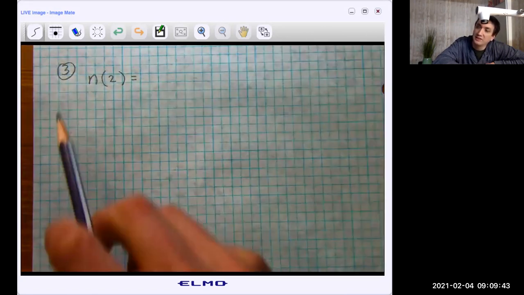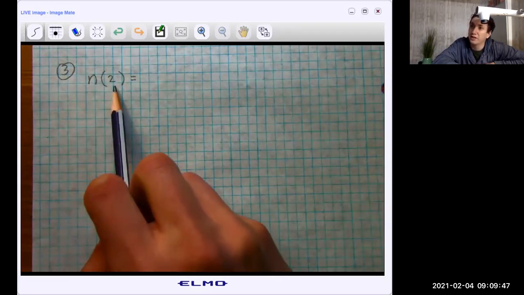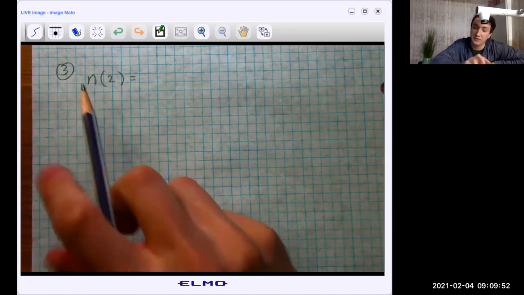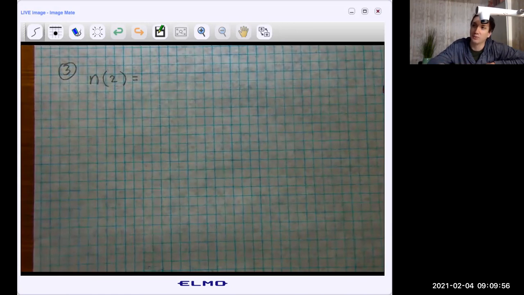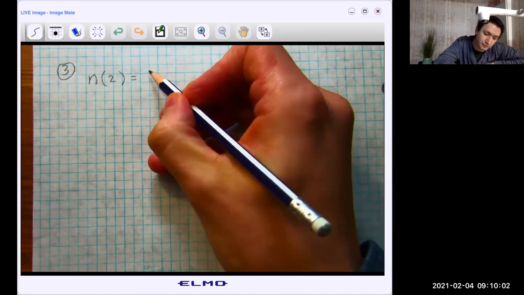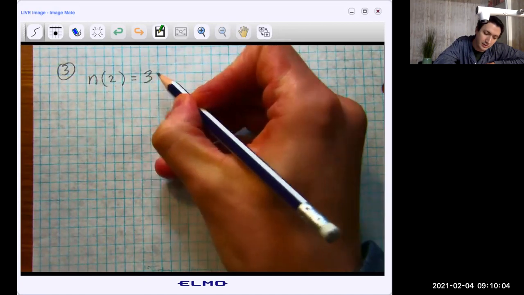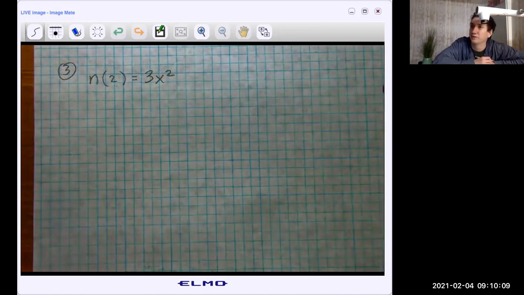So what this is saying is I have a function n. We don't know what the rule is, but we're going to plug in a 2 into the function. So already I'm showing you two things. I'm showing you that there's a function that we're plugging in a 2, and now I'm going to show you the rule that the function is going to follow. We would say, let's say it's 3x squared. That's all the information we need for this problem.